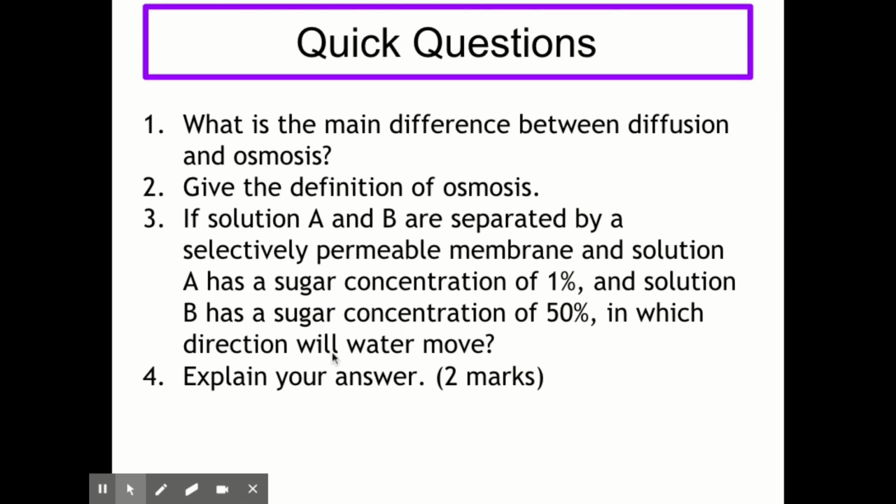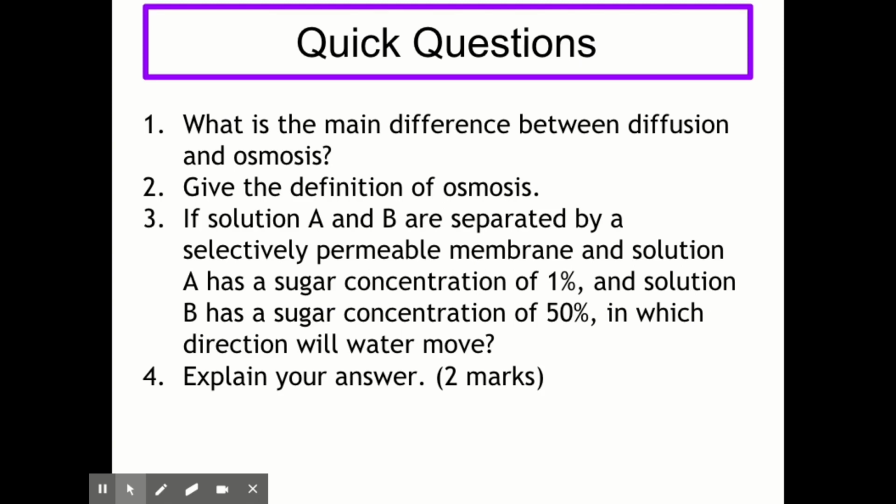To explain your answer for number 4, we need to use that same structure we talked about before. So water moves by osmosis from a higher concentration within solution A to a lower concentration in solution B. So I've pointed out osmosis, I've pointed out where my high concentration is and where my low concentration is, and I've also mentioned the direction that the water is moving in as well.